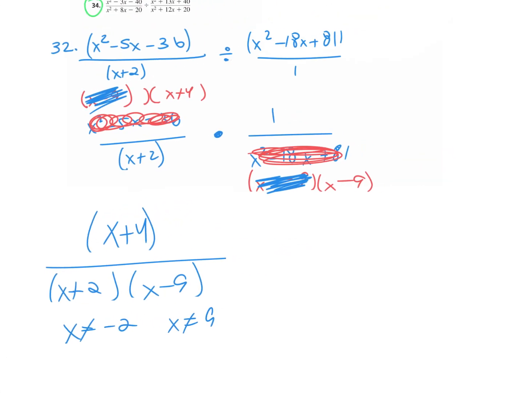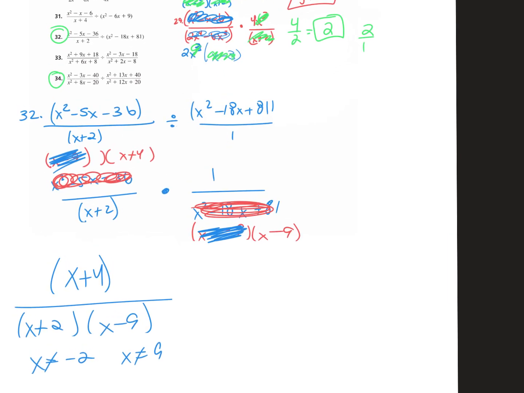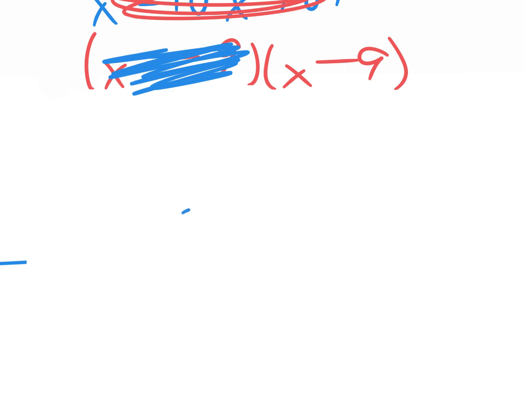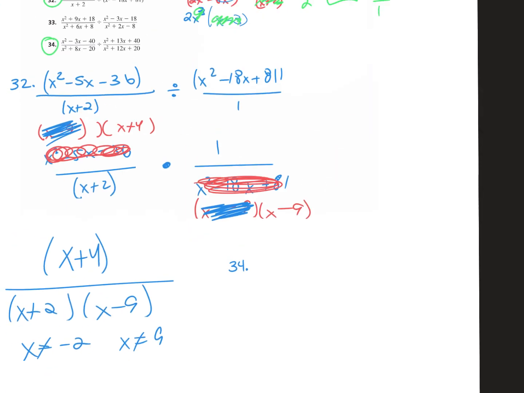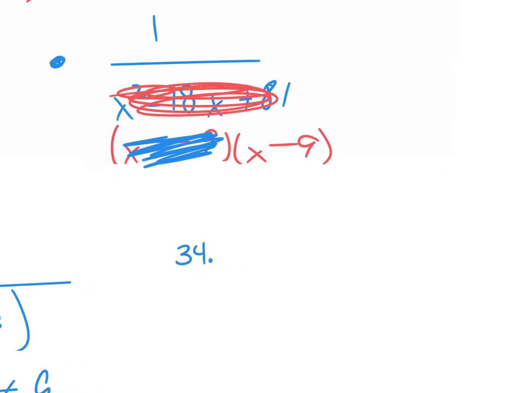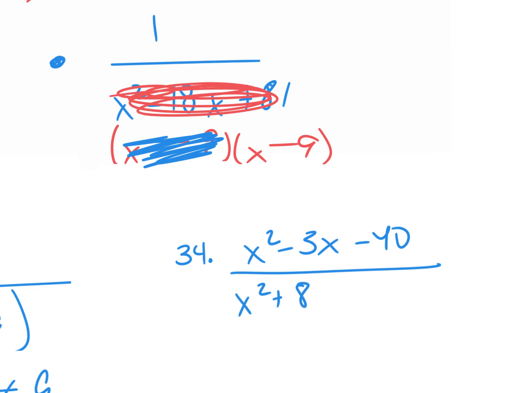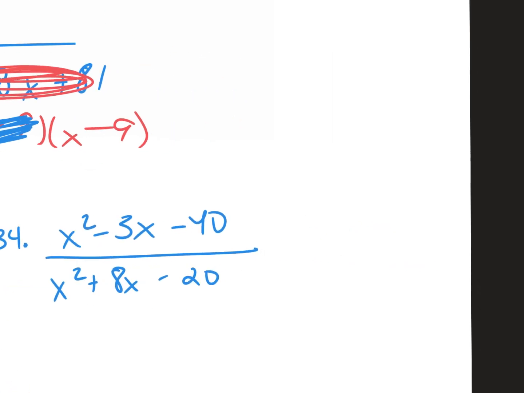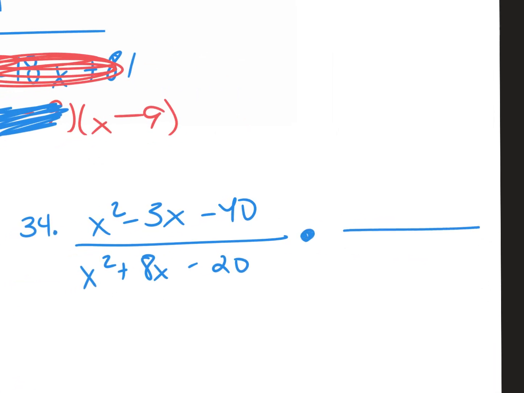One more, and then I'll let you guys work. Let's do 34. Oh, I'm going to rewrite this the wrong way. 34. X squared, can you pull it up on yours real big so I can see? Okay. X squared minus 3x minus 40. X squared plus 8x minus 20. Now I'm going to go ahead and flip, guys. So I'm going to change and then flip.